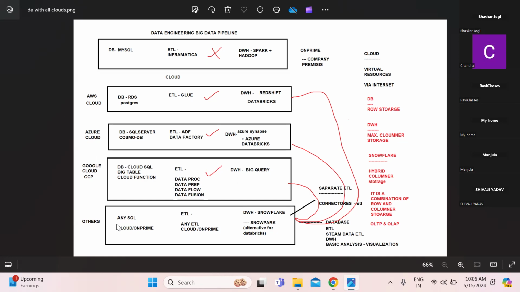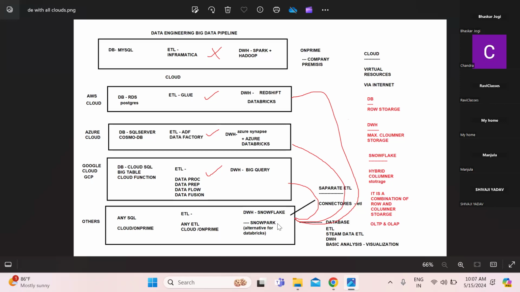Coming to the others, any SQL, cloud or on-prem, any ETL, cloud or on-prem, like DBT, Matillion, or Informatica, or whatever you want, and the data warehouse called Snowflake. In Snowflake itself, there is no need for Databricks or Azure Databricks. Snowpark will be there as the alternate for Databricks, Azure Databricks, and PySpark. Now we are covering this one.